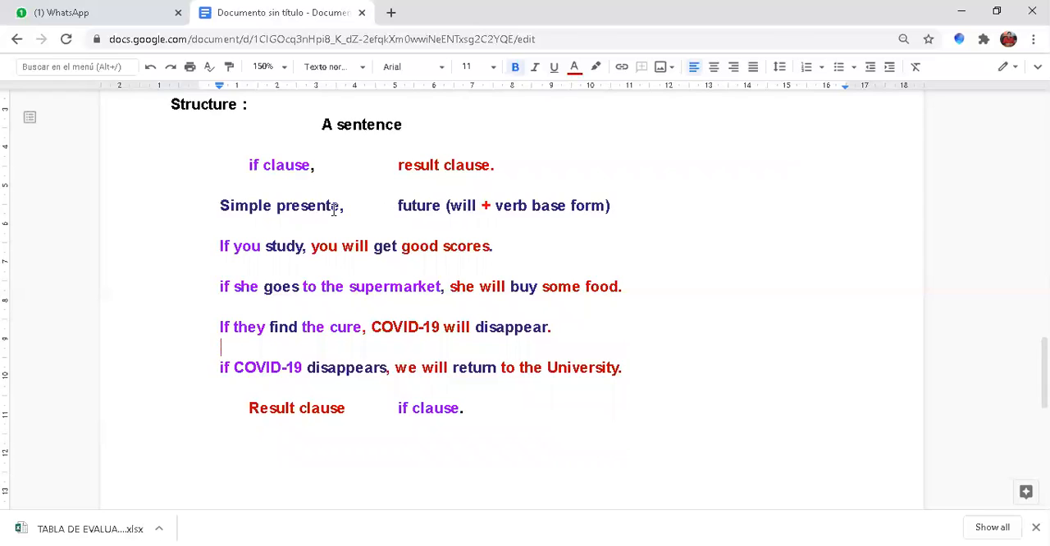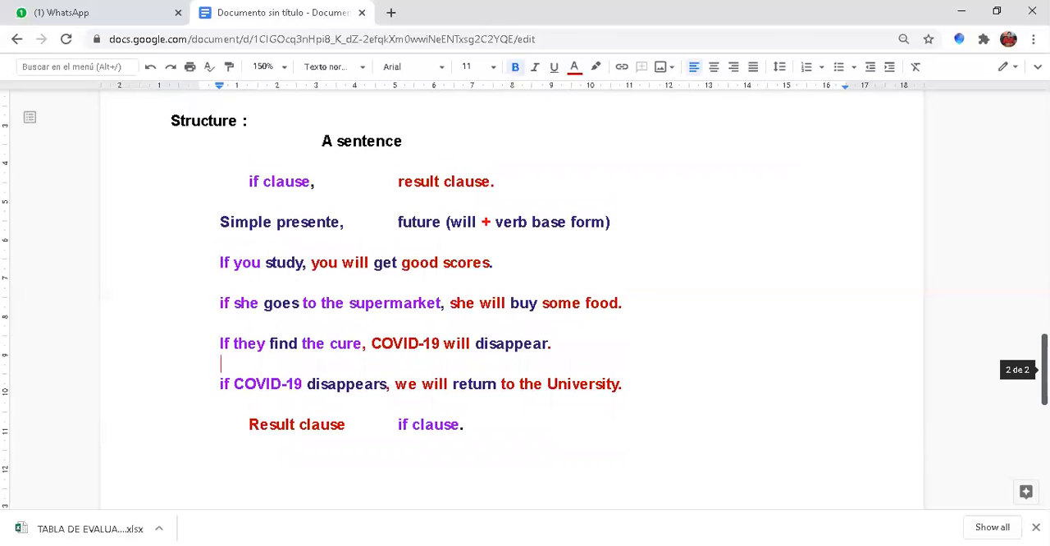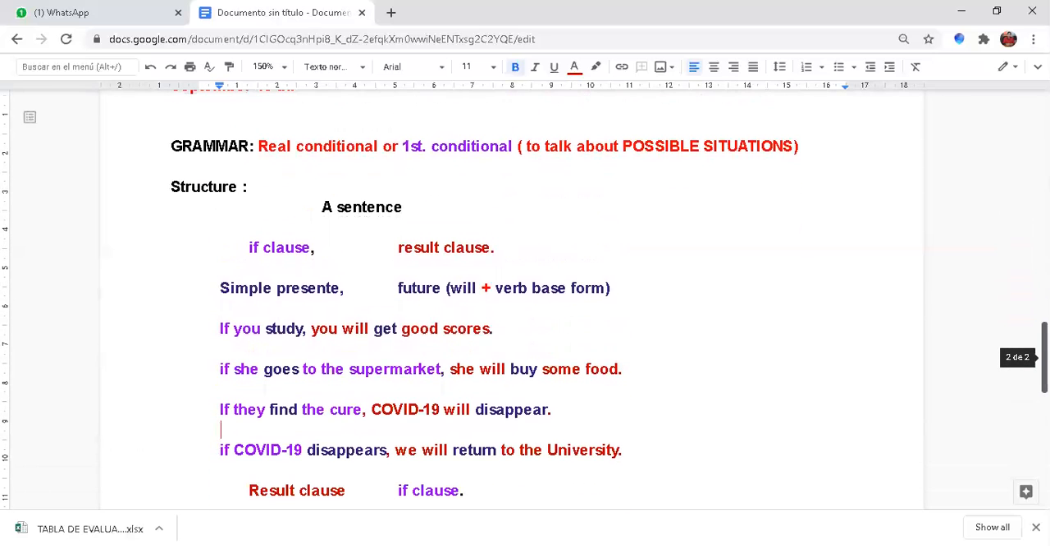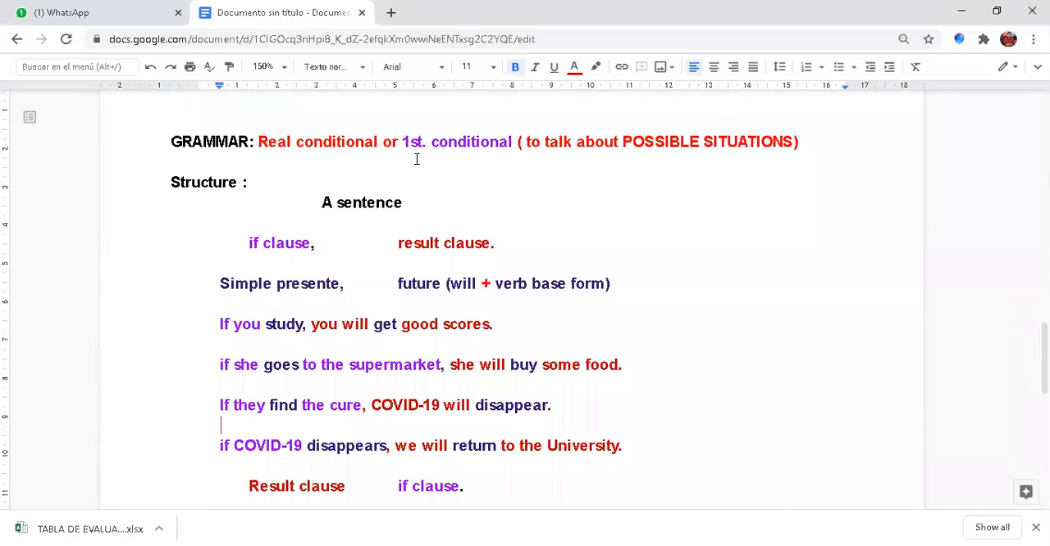Of course, after the if clause you have to use a comma, and after the comma you have to use the result clause and a period. That is one way to organize the real conditional, the real conditional or first conditional.